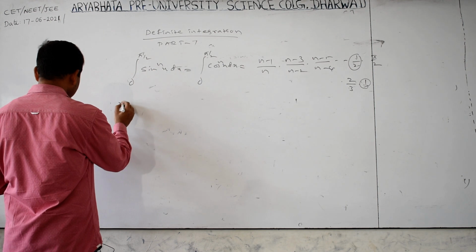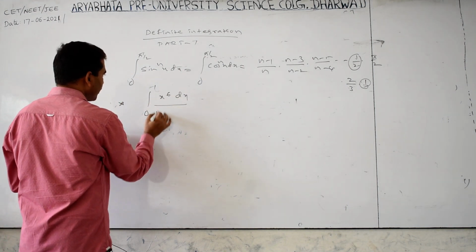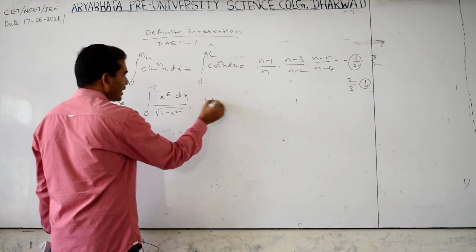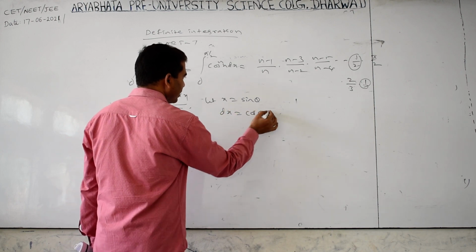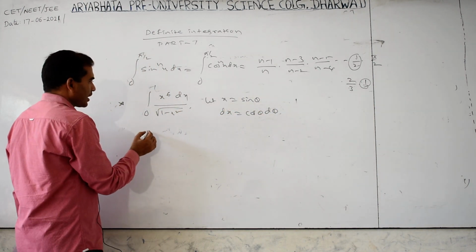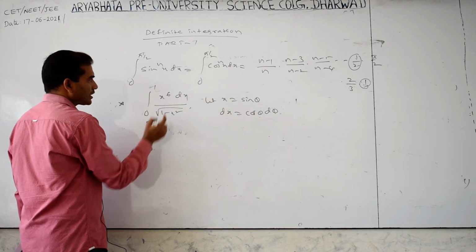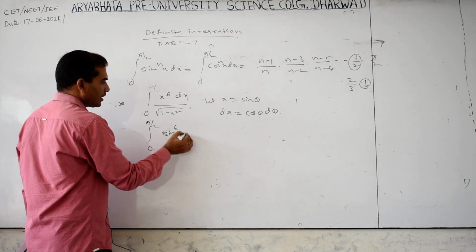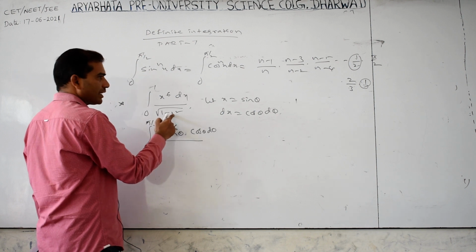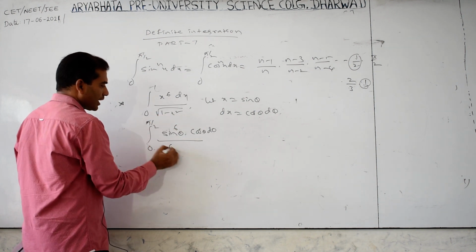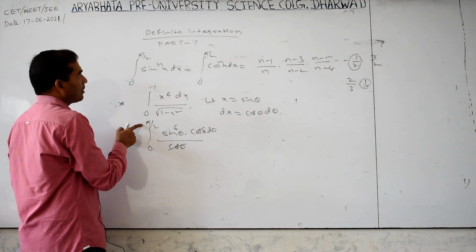Next, integration of 0 to 1 x power 6 dx by root of 1 minus x square. Let x is equal to sin theta, then dx is equal to cos theta d theta. Lower limit is 0. When x is 1, theta is pi by 2. x power 6 is sin power 6 theta, dx is cos theta d theta. Root of 1 minus sin square theta is cos square theta. Root of cos square theta is cos theta. Get cancelled. Now it is in the form of standard formula 0 to pi by 2 sin power 6 theta d theta.